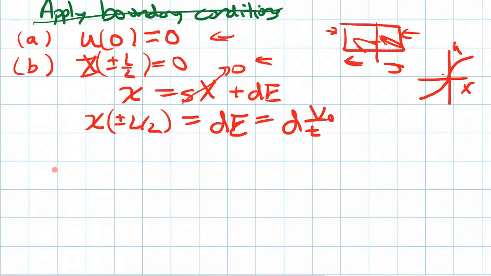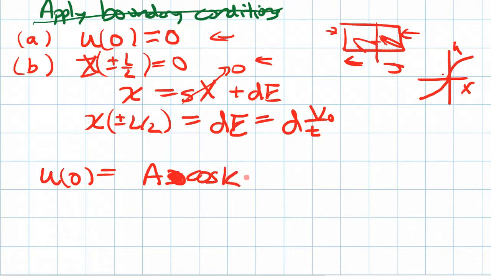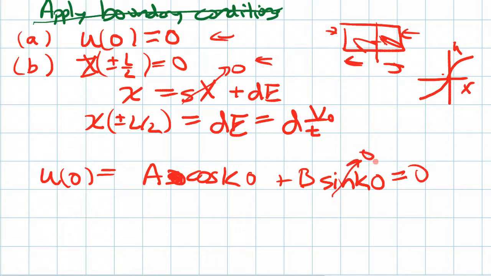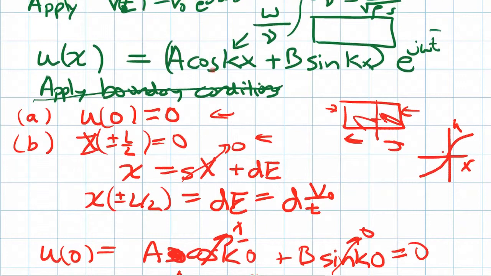If we apply equation A, u(0) equals A cosine(k·0) plus B sine(k·0) equals 0. The sine term is 0 and the cosine is 1. So basically A equals 0. Automatically we can eliminate this term from the equation completely.